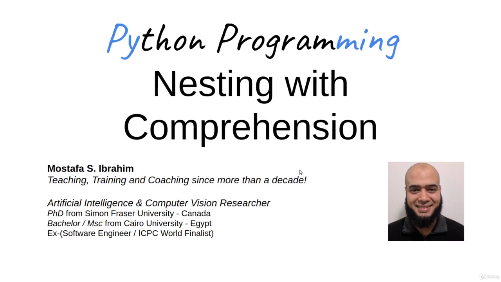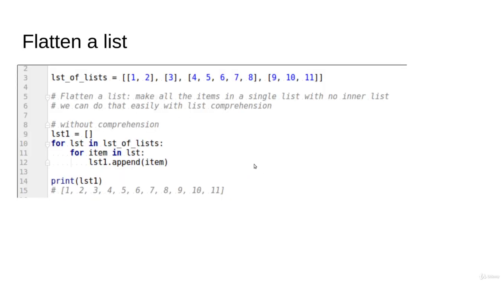We made a couple of examples with nesting and comprehension. There is nothing new in terms of syntax, just maybe more examples to be familiar with it. There is what we call flattening a list. Let's say that you have here a list of a bunch of lists. Flattening means to create a new single list with all of the values, but without any of the inner lists.